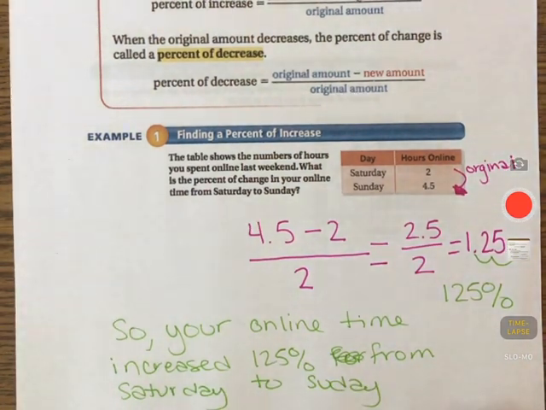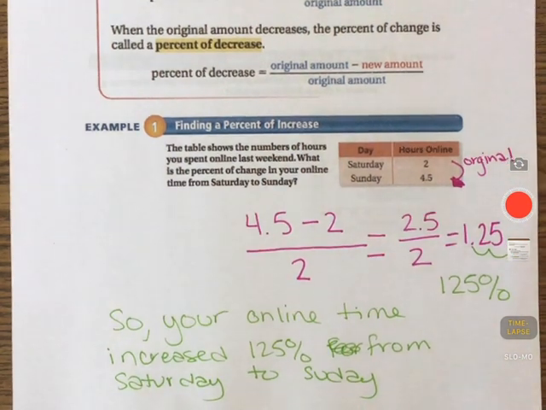So the first thing that you guys need to do when you're looking at problems is identify, is this increasing or is it decreasing? Because that's going to change whether you're trying to find the percentage of your increase or the percentage of your decrease. So when you're finding your percentage of your increase, you're going to take your new amount, subtract your original from it, and divide by your original amount.